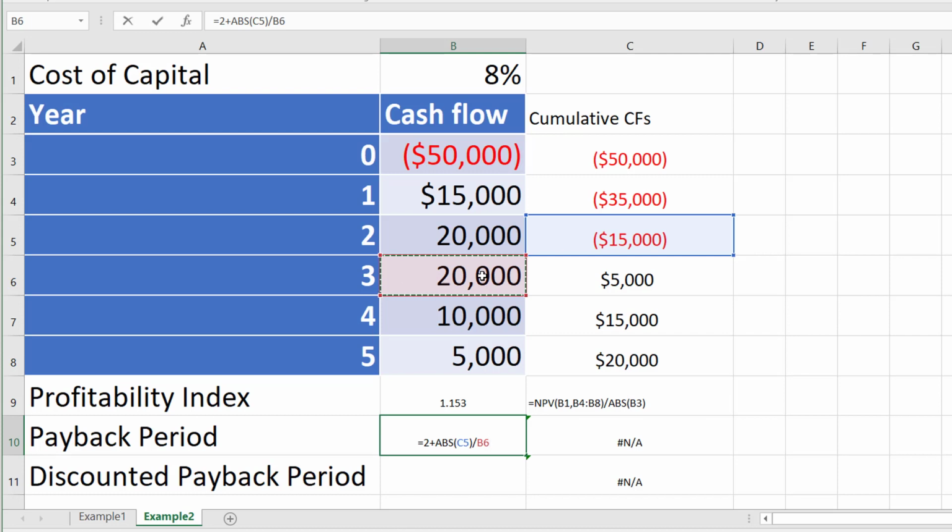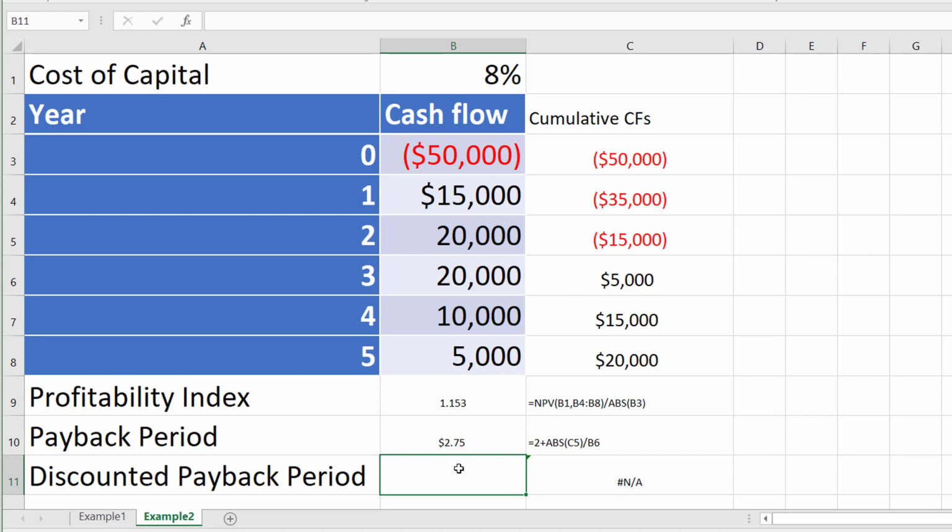So this is how you compute the payback period. Again, there's a formatting issue here. I'm going to clear that format, and that means it's going to take 2.75 years to get that initial investment back, and this is our payback period. Now let's compute discounted payback period.